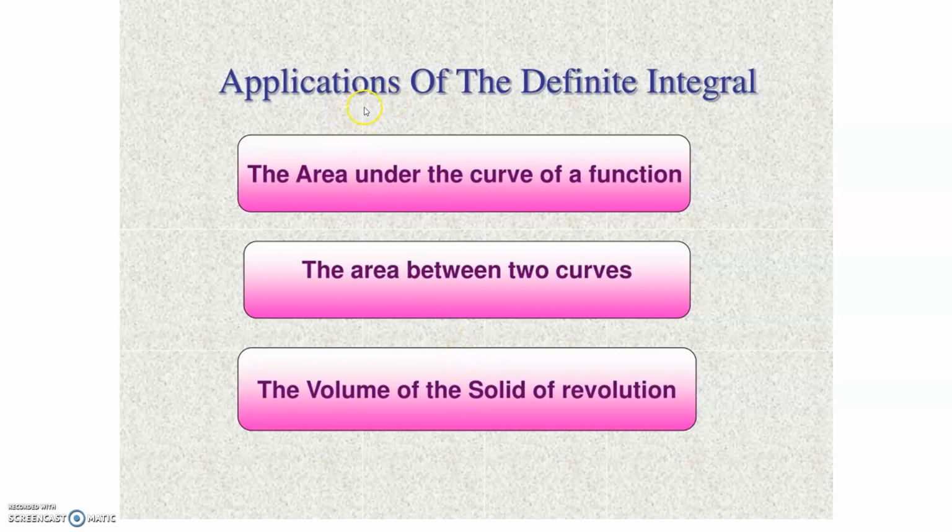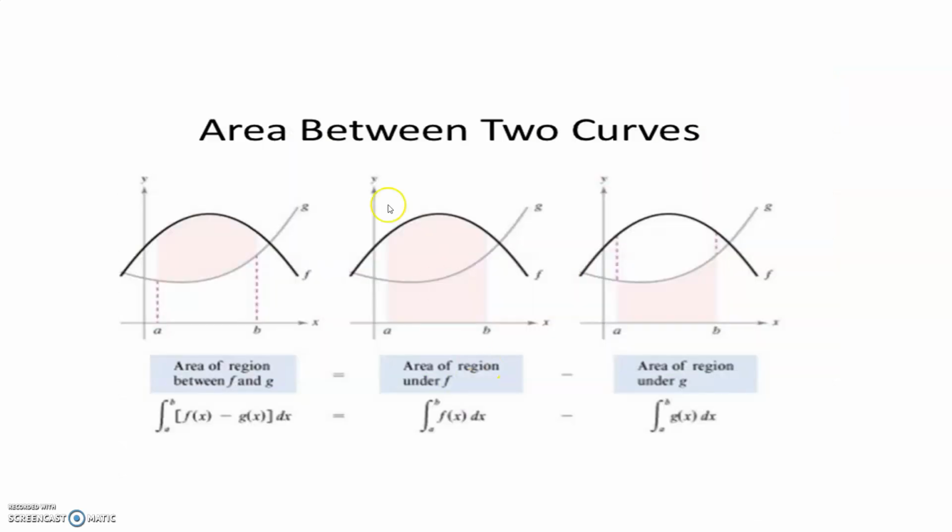Today's lecture, chapter number 6, Application of Definite Integration. Last lecture we took the application of definite integration: the area of the curve of a function under the curve, that is important, or enclosed by the curve. We discuss the area between two curves and the volume of a solid of revolution.